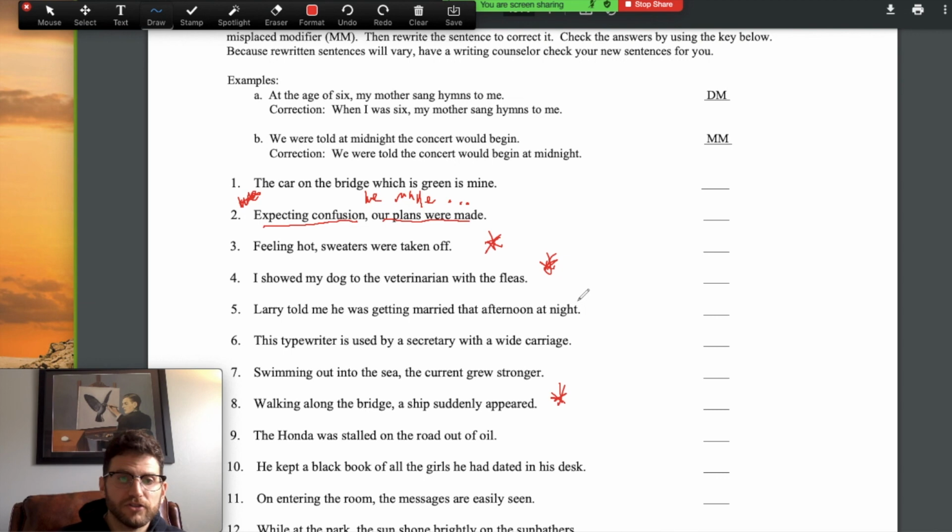There's an error in every single one of the sentences. So if you read through it and think, well, there doesn't seem to be anything wrong with it, then read again, because every single one of them has a problem. So try 3, try 4, and try 8, and leave me those comments down below.